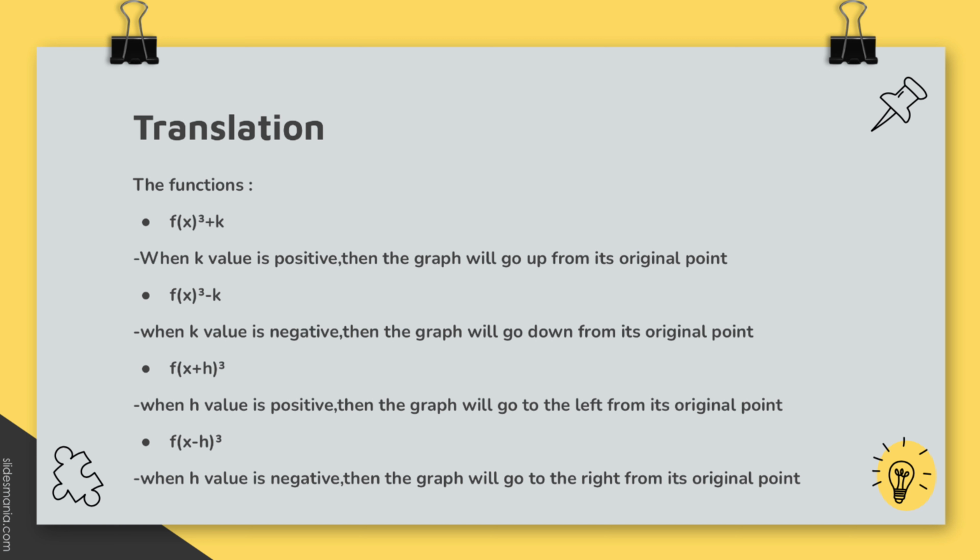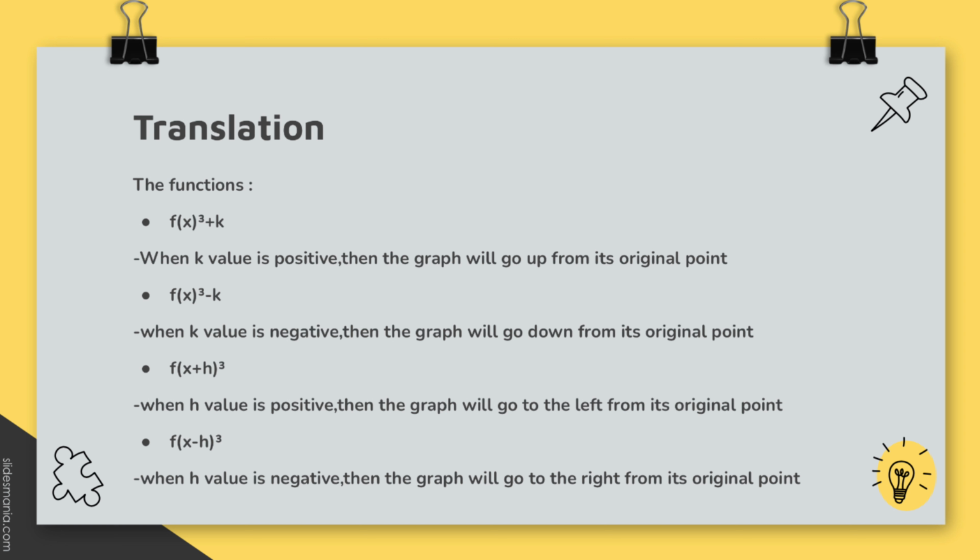Now, I am going to explain about translation. There are 4 functions of translation. First is f(x) to the power of 3 plus k, where when k value is positive, then the graph will go up from its original point. Second is f(x) to the power of 3 minus k, where when k value is negative, then the graph will go down from its original point.